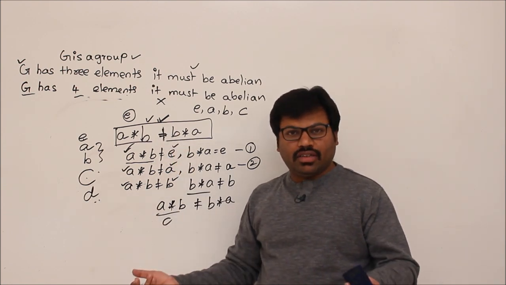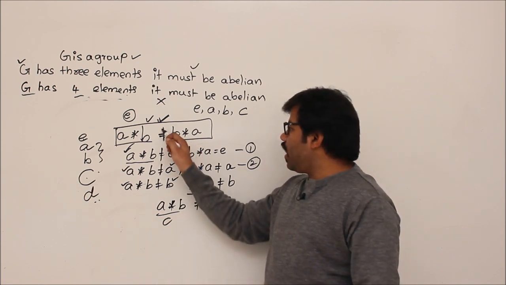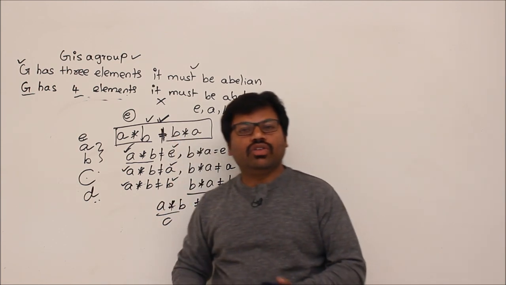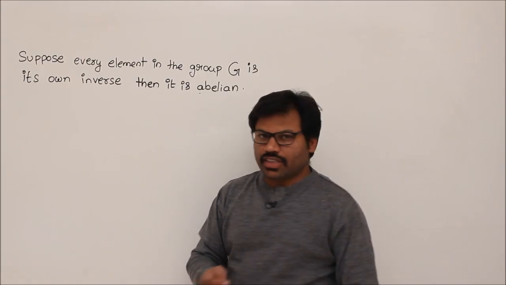Then where is the mistake? We cannot have 5 elements. Then we cannot have this one. So A star B equals B star A. Okay, see one more example.